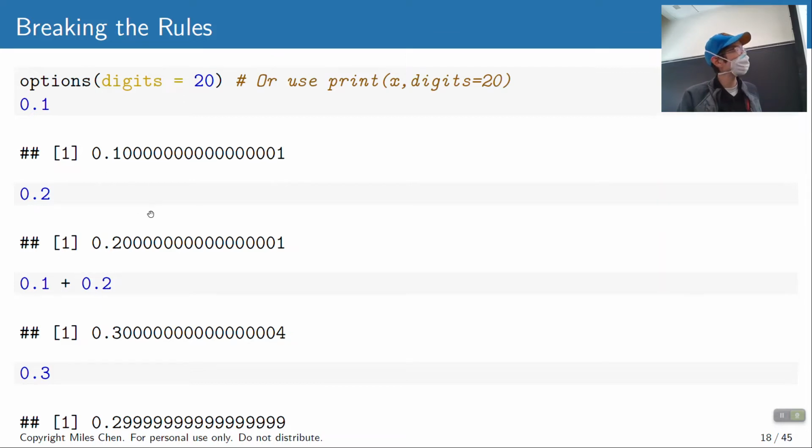And similarly with 0.2, we can't store it exactly. It's not exactly 0.2. It's pretty close to 0.1, it's pretty close to 0.2, but it's not exactly that. And if you do 0.1 plus 0.2, you get 0.3 something something ending with a 4, whereas 0.3 is not exactly 0.3, it's 0.2999999, okay?